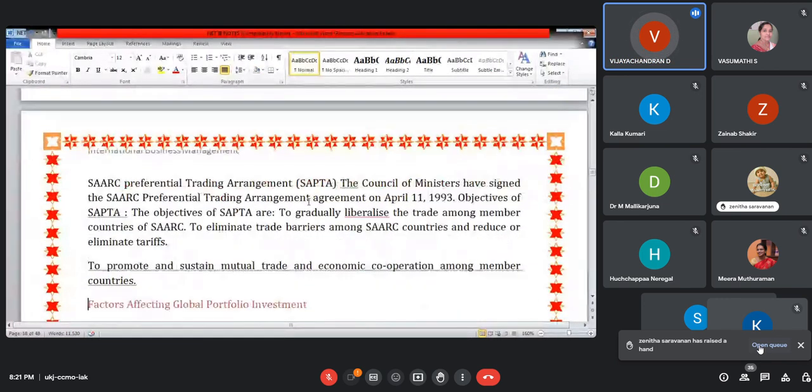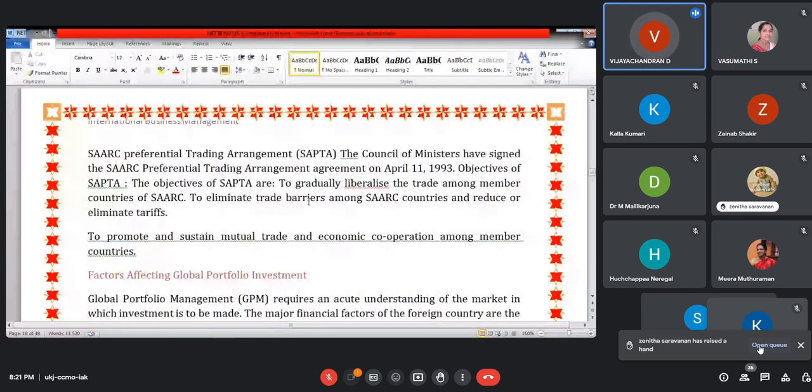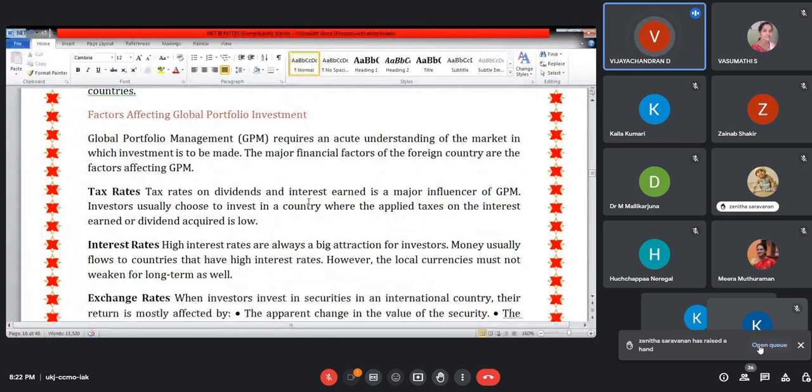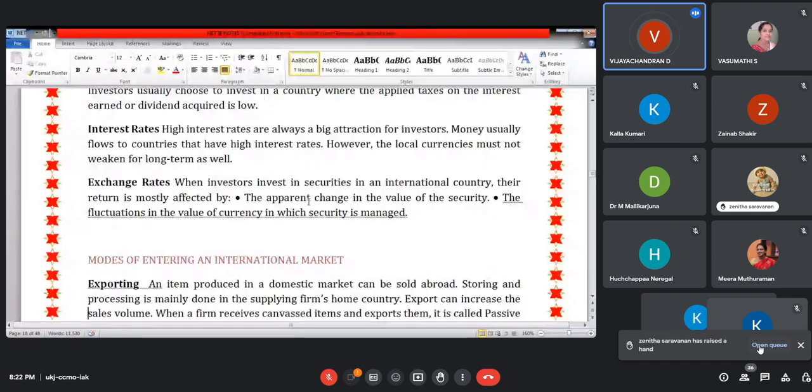For trading purposes, SAARC established a union called SAPTA. SAPTA means SAARC Preferential Trading Arrangement. They prefer only particular products. So what is the purpose of SAPTA? To liberalize the trade among the member countries and also eliminate trade barriers. This I already told. What are the methods? I told franchising.